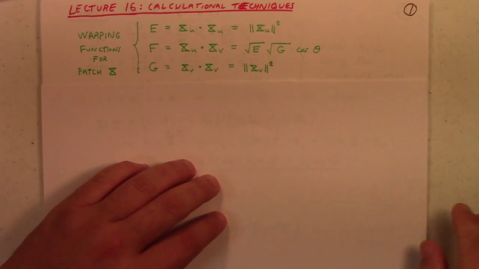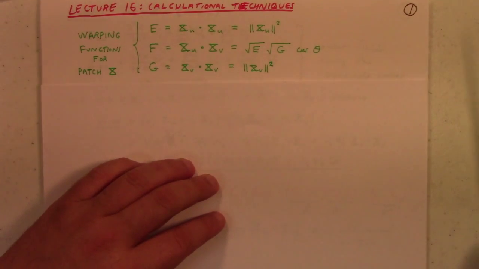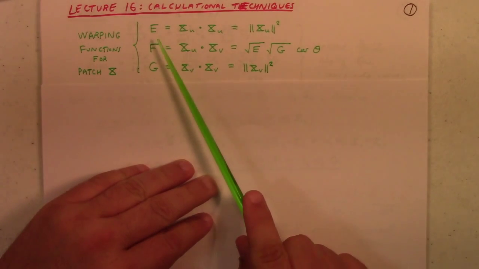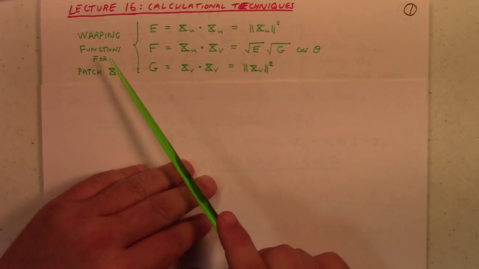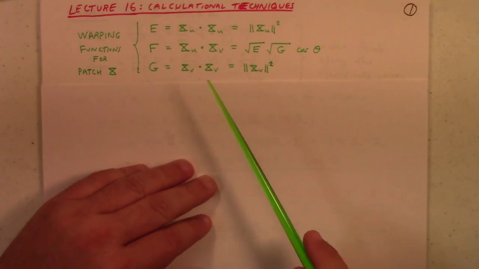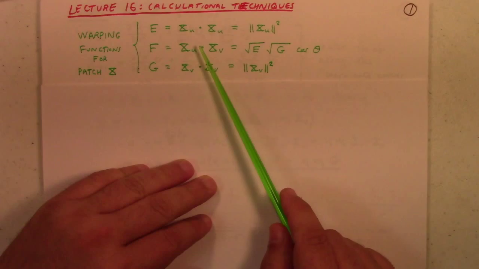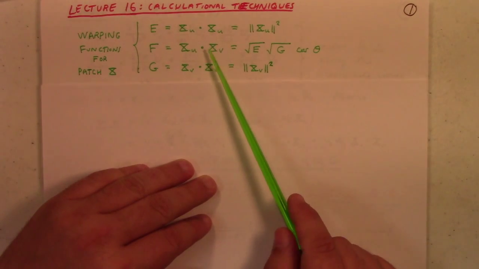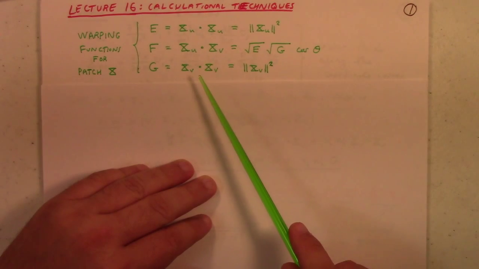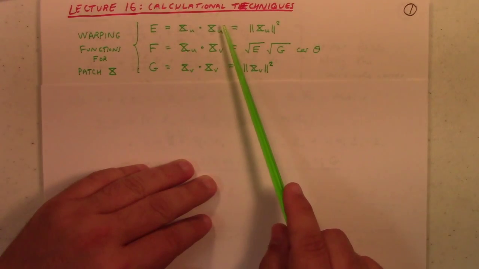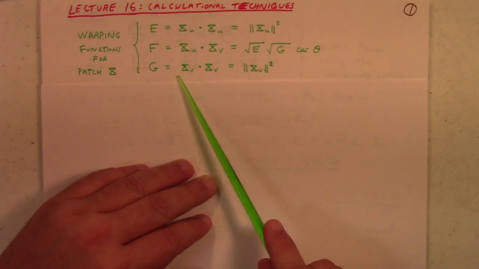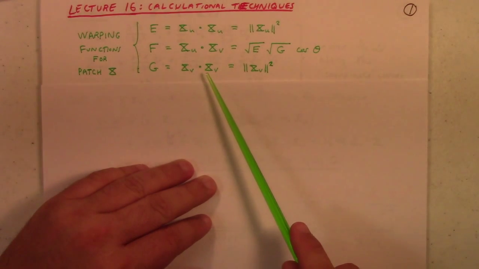Alright, so this is lecture 16 on calculational techniques for the shape operator. I'm just going to begin with the definitions for E, F, and G, the so-called warping functions. So these account for, in some sense, how the partial velocities are changing from point to point. This is the length squared of xu, the length squared of xv, the partial velocities, right?